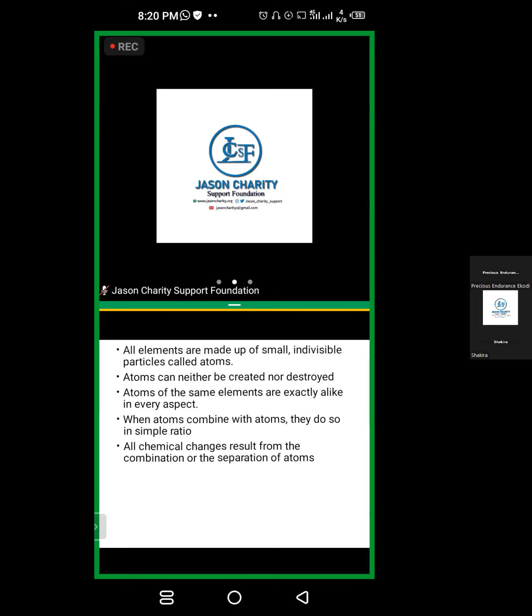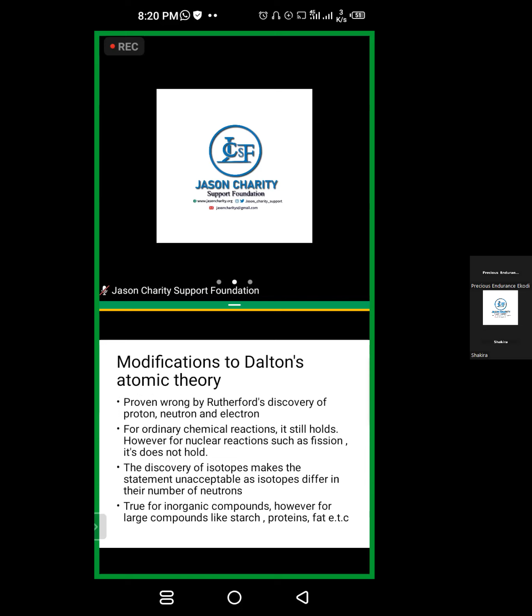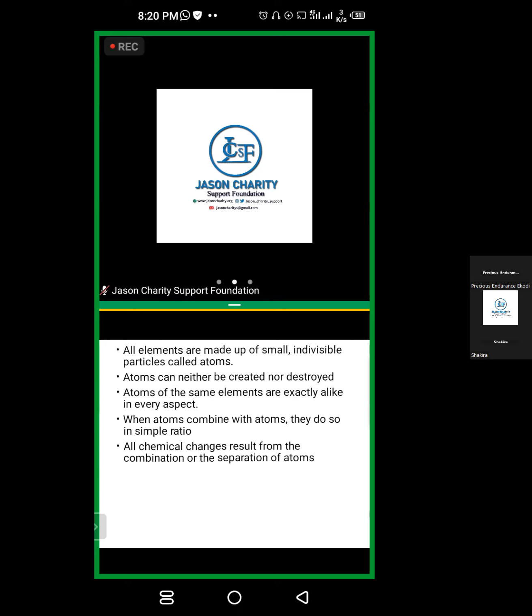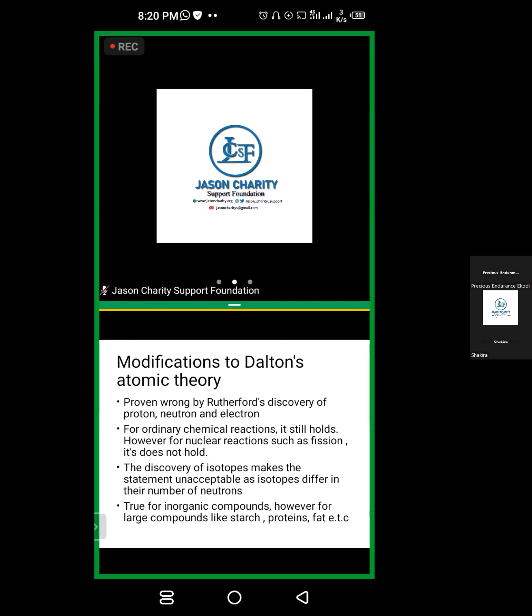Sad to say, some of these postulates were actually corrected. Not that they are completely wrong, but some adjustment had to be made after further research was carried out by different scientists. So let's talk about these modifications to Dalton's atomic theory. Remember, the first one, he said that atoms are small particles that are indivisible. Well, Rutherford brought up a theory that actually proved it wrong, when he found out that these atoms were made up of particles which are protons, neutrons, and electrons.